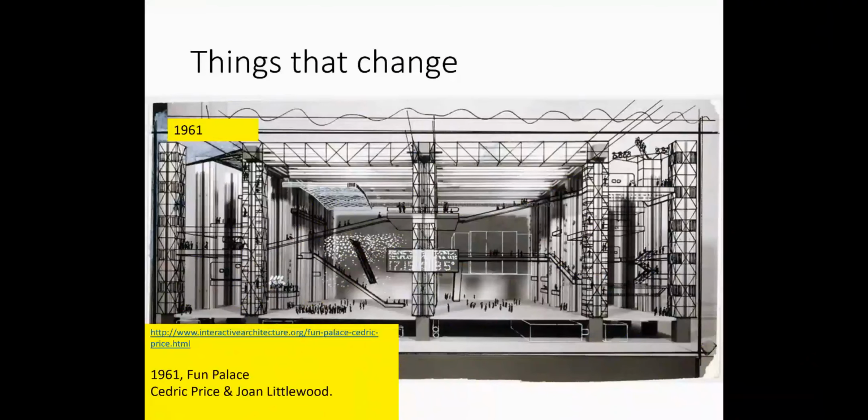One of the buildings that is usually denoted as the first example of interactive architecture is the project The Fun Palace by Cedric Price and Joan Littlewood. It was more an idea project because it was never realized, but the ambition was to create a staging center where almost everything could be changed and moved. The escalators, the podia, etc., etc.